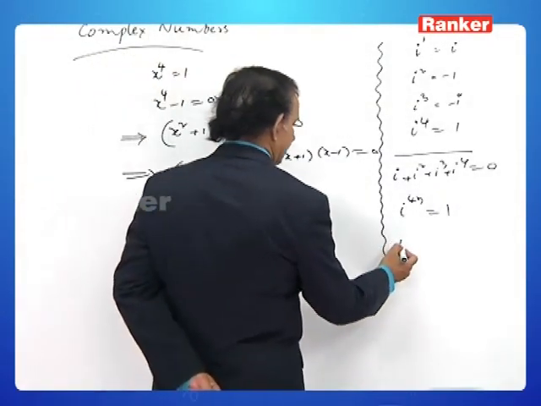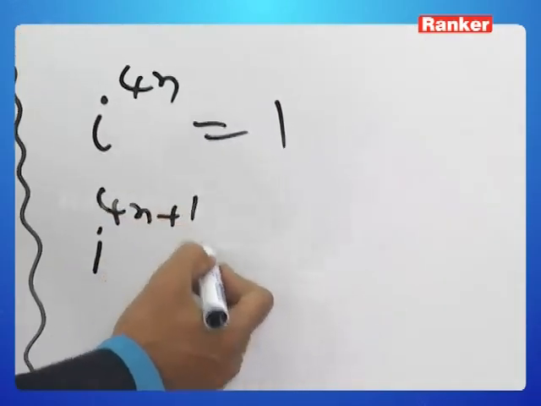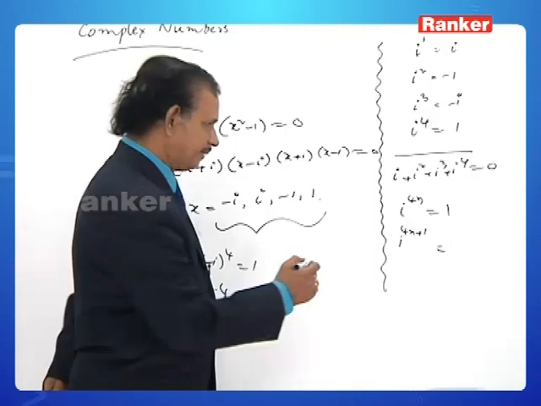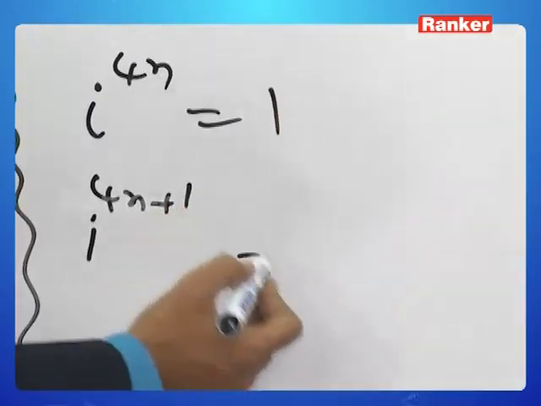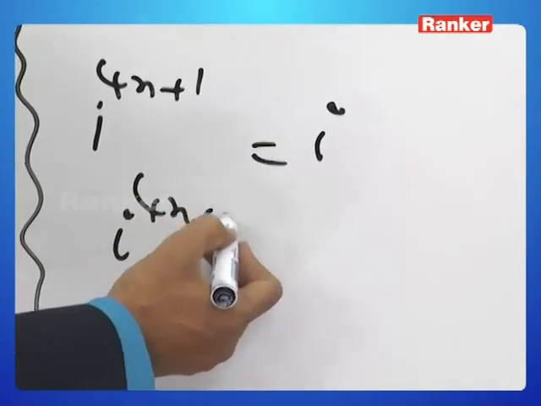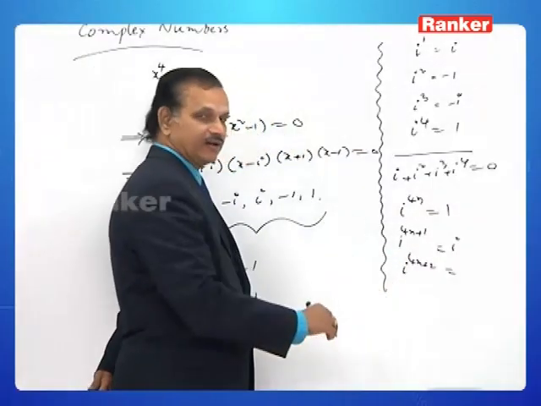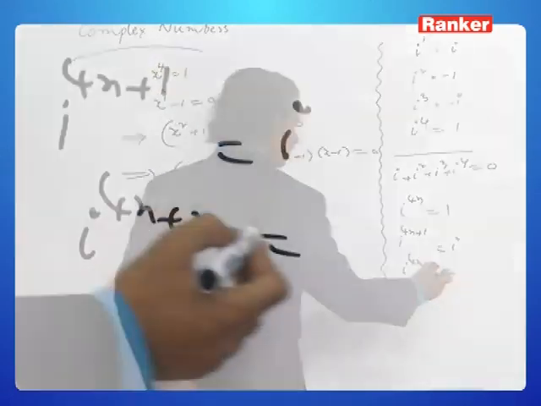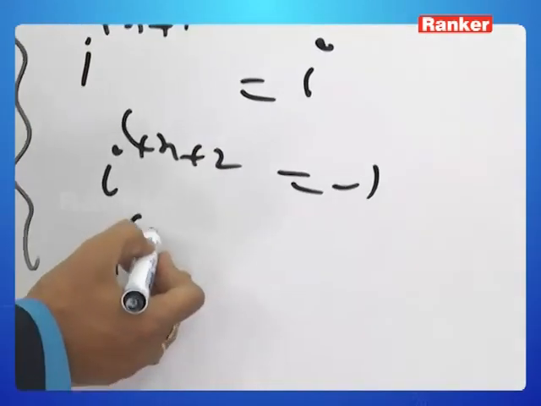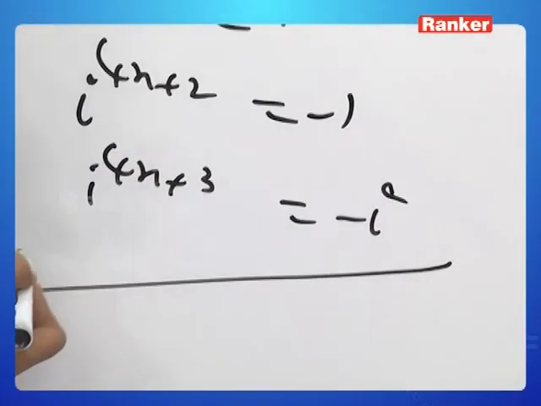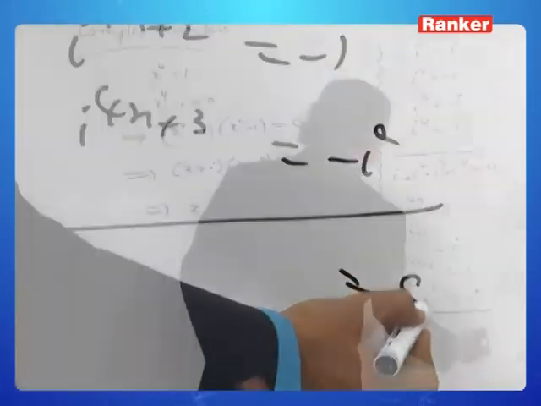If it is i power 4n plus 1, what is this? i power 4n into i power 1. i power 4n is 1, into i is i. i power 4n plus 2, what is this? i power 4n into i square. What is i power 4n? 1. i square is minus 1. i power 4n plus 3 is i cube, which is minus i. Add all of them. Again you will be getting 0.